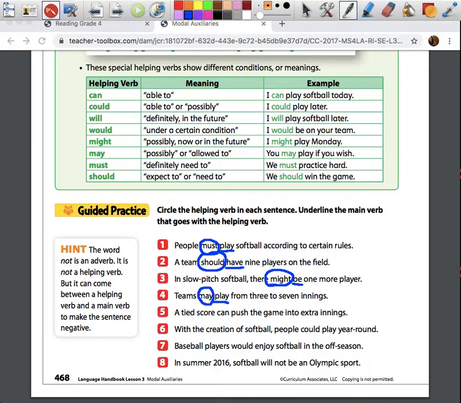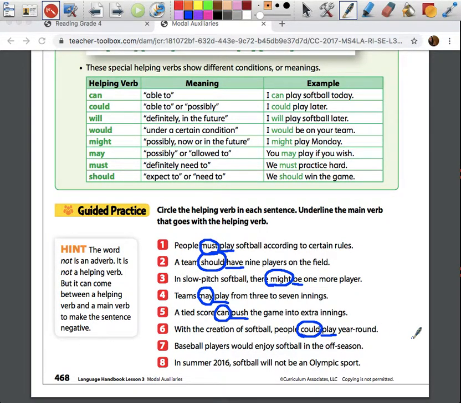Number 5, a tied score can push the game into extra innings. Okay, well, a verb, remember something we can do, we can push. And as you're noticing, the helping verbs are pretty much always directly in front of the main verb. Number 6, with the creation of softball, people could play year-round. We have play as our main verb, and they could play.